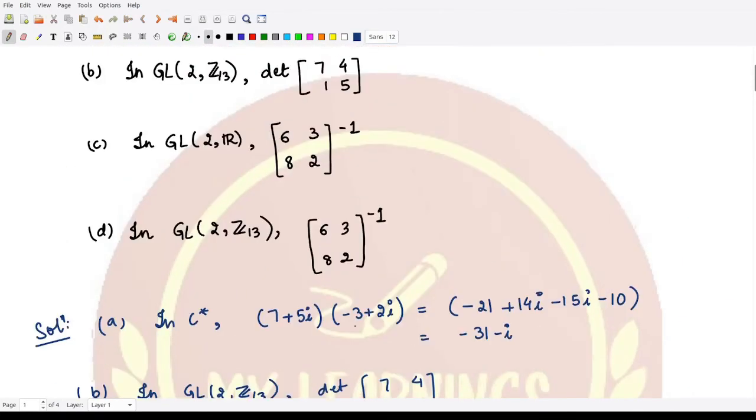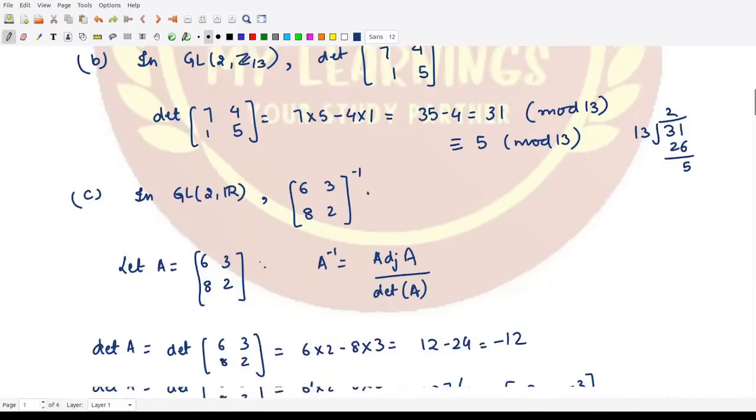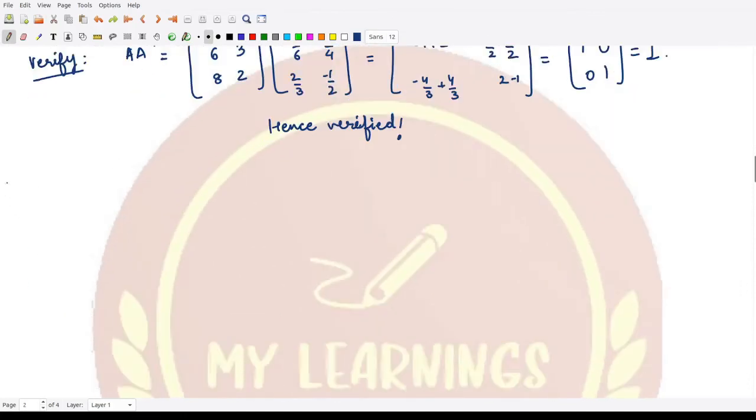What about the D part? Now we are in the general linear group of all 2 cross 2 matrices whose entries are being taken from Z13, correct? So here in Z13 we have to calculate the inverse. Now this is quite different from the C part because here our group has been changed from the group of real numbers to the group of Z13. So let's compute it. What will be the value for the D part?